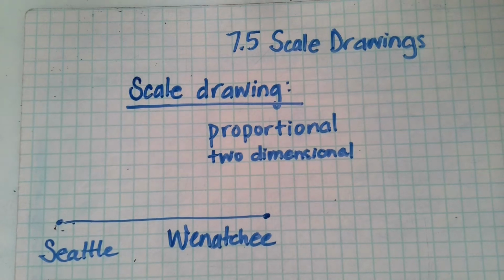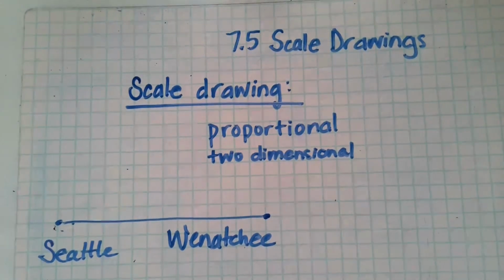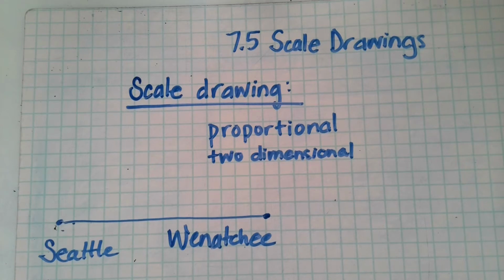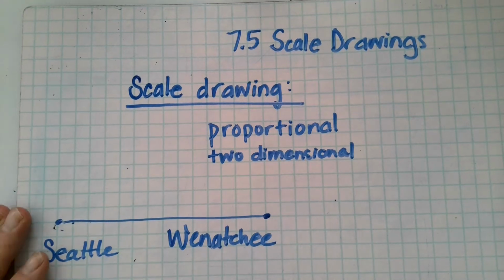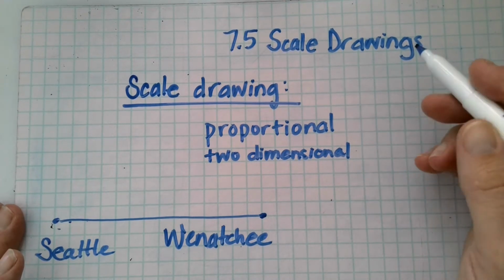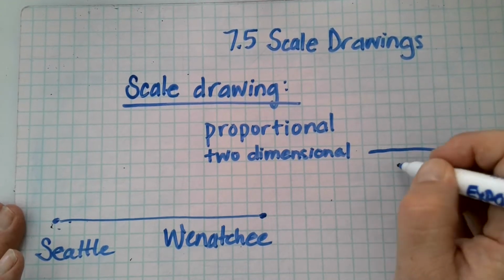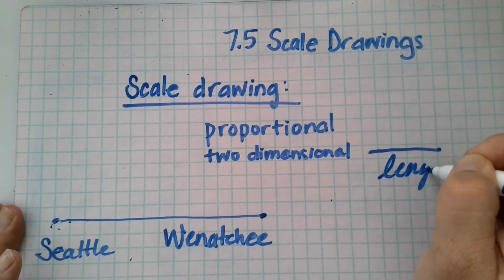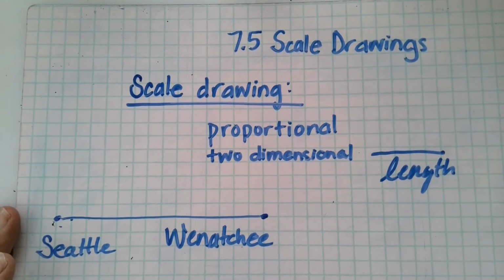All right, guys, today we are going to be working on learning how to do scale drawings and also scale models. So first, let's start with scale drawings. What is it? It's proportional, and it's also two-dimensional, meaning it's a straight line. It's a measurement of length between two distances, okay?